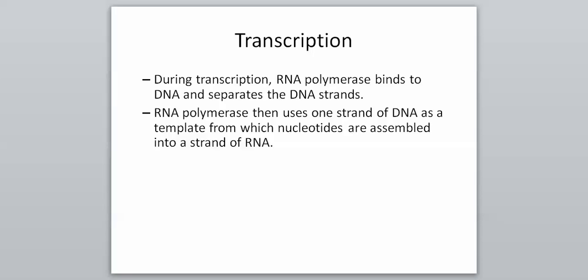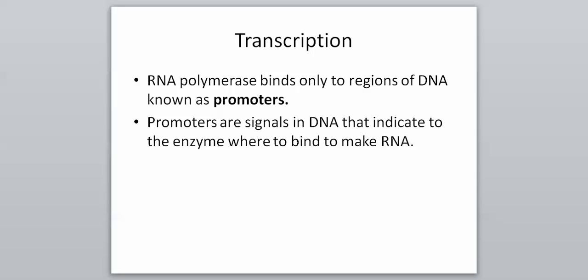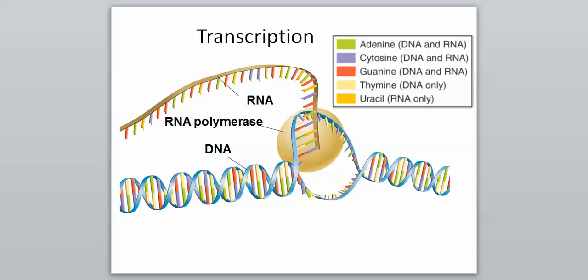And this can't just happen in any area. RNA polymerase will bind only to regions of DNA known as promoters. A promoter is going to promote the binding of RNA polymerase, so that might be an easy way to remember that. The promoters are an area where RNA polymerase will bind, and these are signals in DNA that indicate to the enzyme where to bind to make RNA. So it's only going to bind in that certain area, and that's the signal to the RNA polymerase. What that looks like here: our big brownish, goldish glob is binding to the DNA, and that's our signal to start building our new RNA with uracil instead of thymine now.